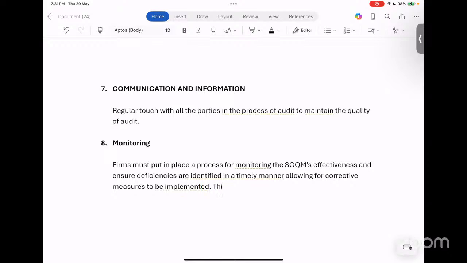This process is a continuous cycle which firms are specifically required to undertake.